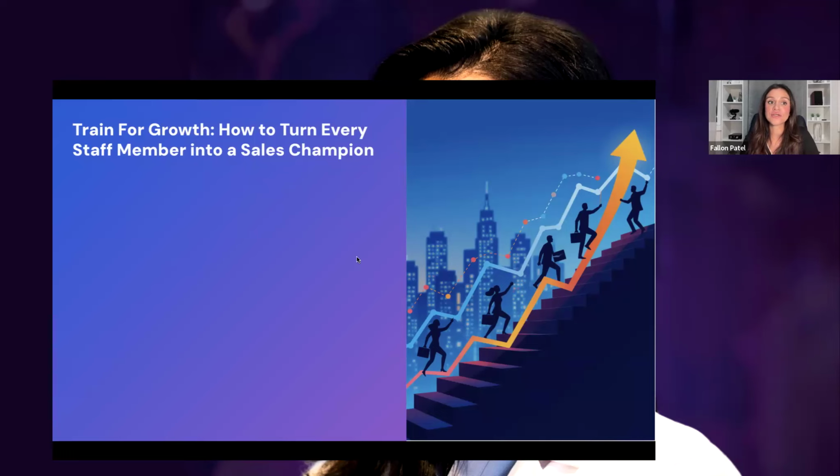Okay, so train for growth, how to turn every staff member into a sales champion. Now, this sounds kind of icky to most of us. Well, I get it. We're in healthcare, right? I know how it feels. We went to school for all these years. We're a part of a clinician team. Why do we have to worry about sales?